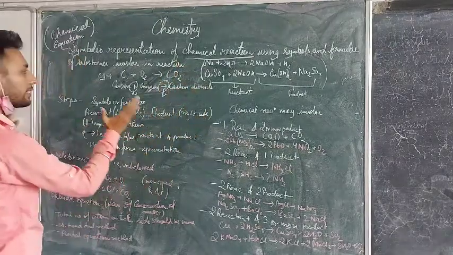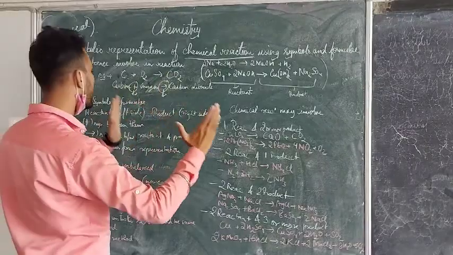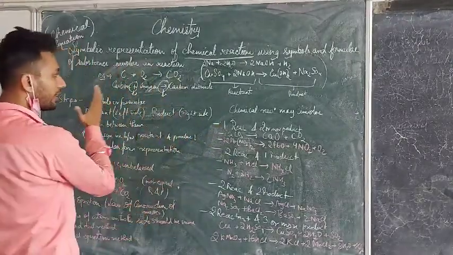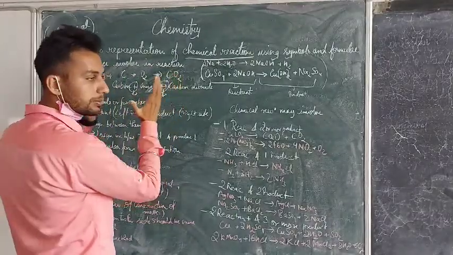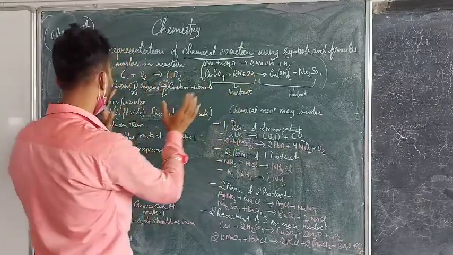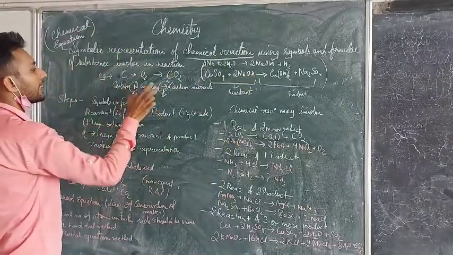So the reactants will be written on the left hand side, the products on the right hand side, and the plus sign is used in between the reactant elements, atoms, or molecules, and also between the product elements, atoms, or molecules.